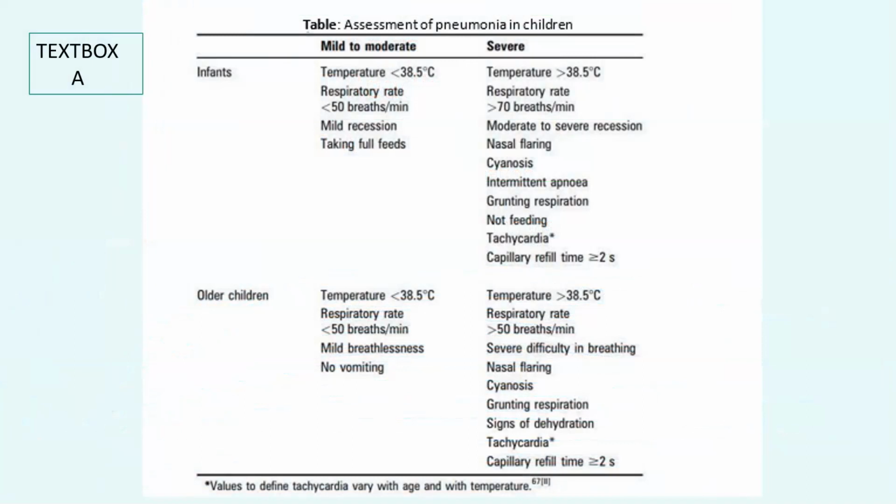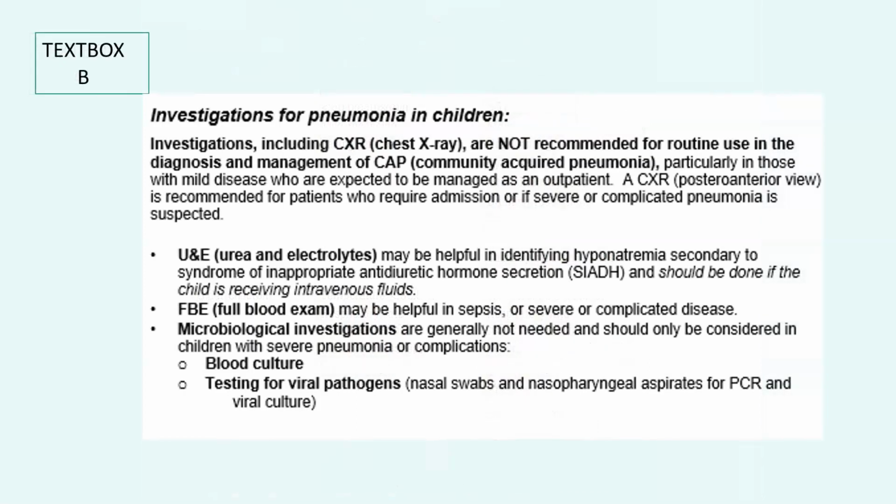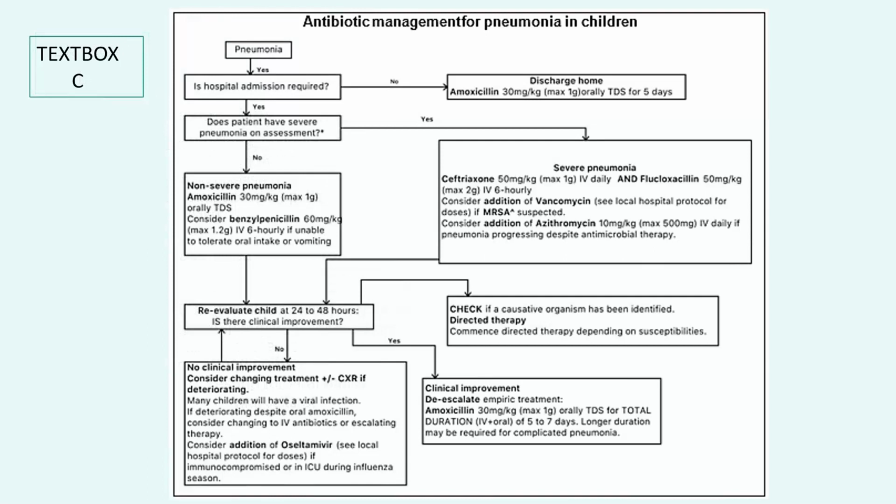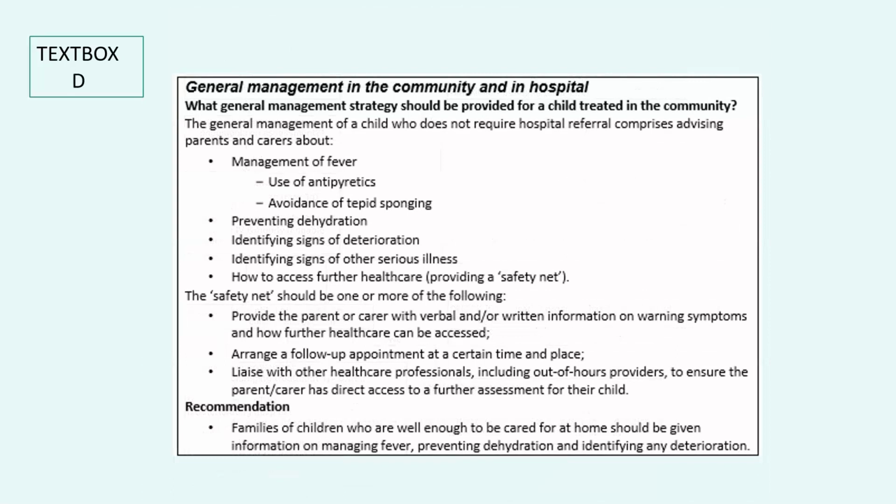Text box A in this particular exercise is all about pneumonia in children. Text box A gives you some information about infants and older children. Text box B is about investigating pneumonia in children. Text box C, antibiotic management. It's a flowchart. And text box D is about the general management of pneumonia in children in the community and in hospital.